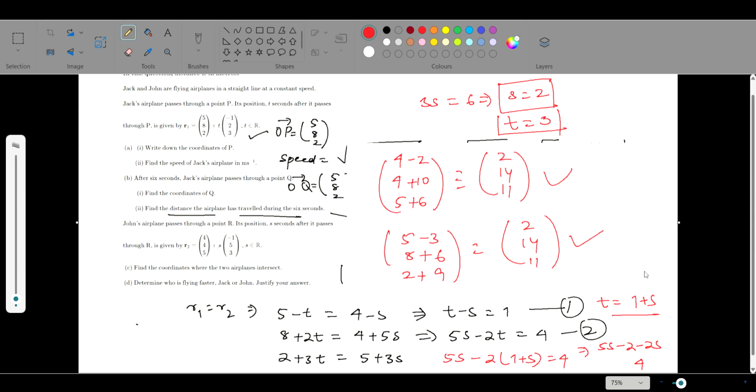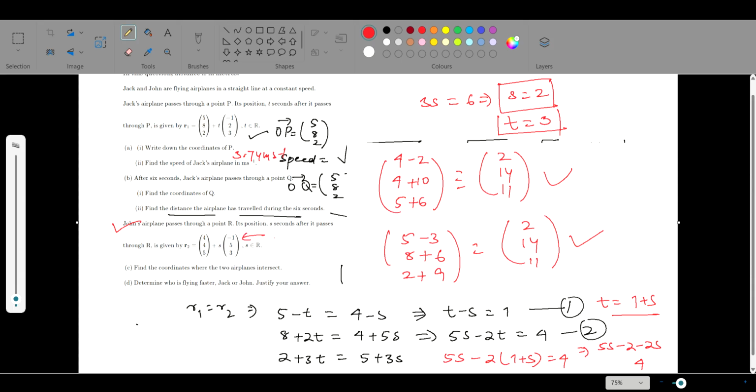And determine who is flying faster. We already have the speed of Jack's airplane from part A 2. Oh, I just erased that one. Yeah, I wrote it here. We already had this. All right, so 3.74. Let me write it here: 3.74 meters per second. That's the speed of Jack's airplane, and now we have to find John's.